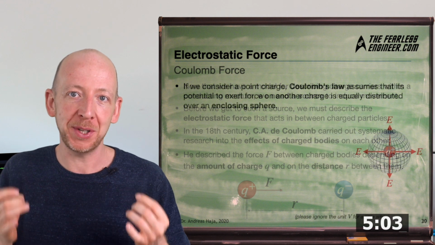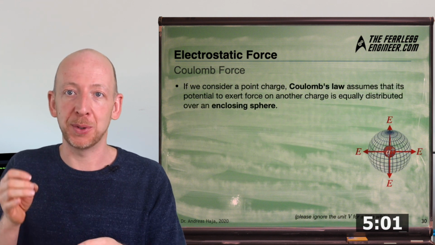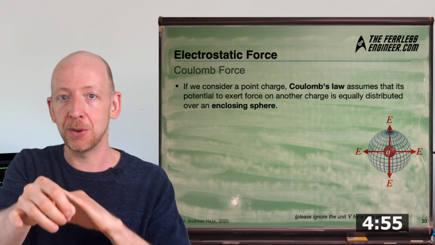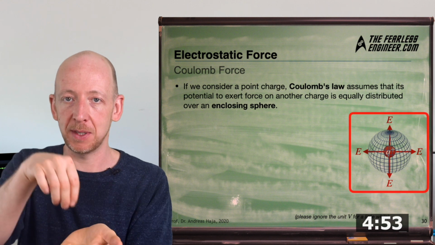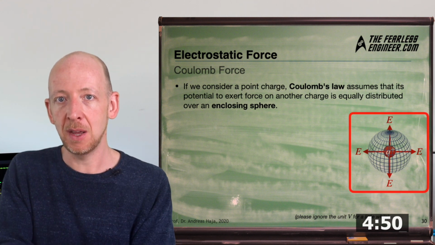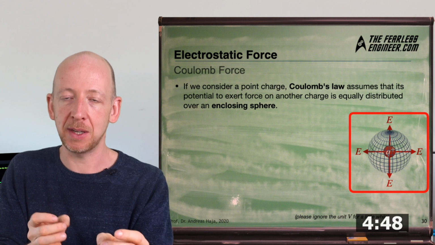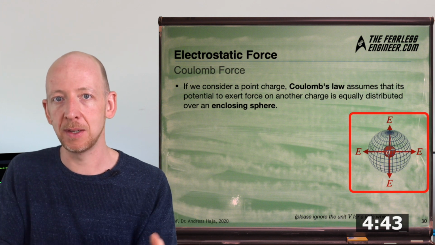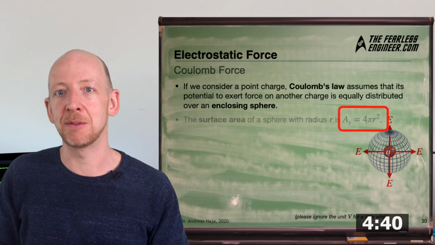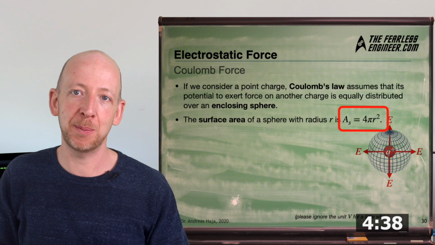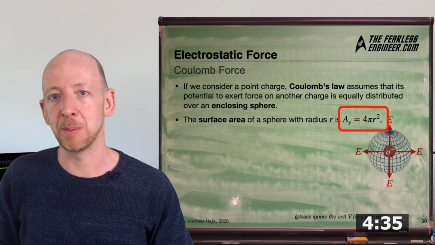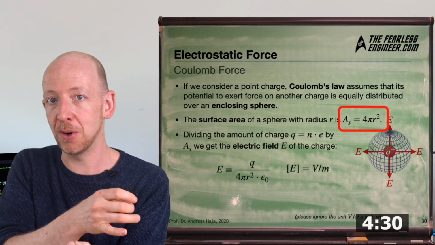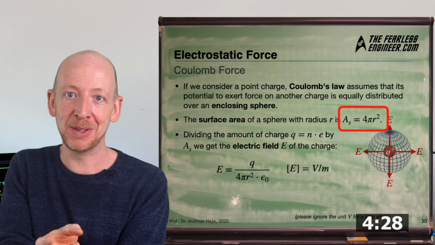Now, if we consider a point charge, Coulomb's law assumes that the potential of this charge to exert force on another charge somewhere is equally distributed over an enclosing sphere. That means we have a center charge, we imagine a sphere around it, and we make the radius of the sphere extend to the position of, let's say, the second charge, or the third charge, or any charge anywhere in space. And of course, the surface area of a sphere with a radius r is equal to 4 pi r squared. This is basic math which we use here. And now we take the amount of charge q, which, as we stated before, can only be an integral multiple of the elementary charge.